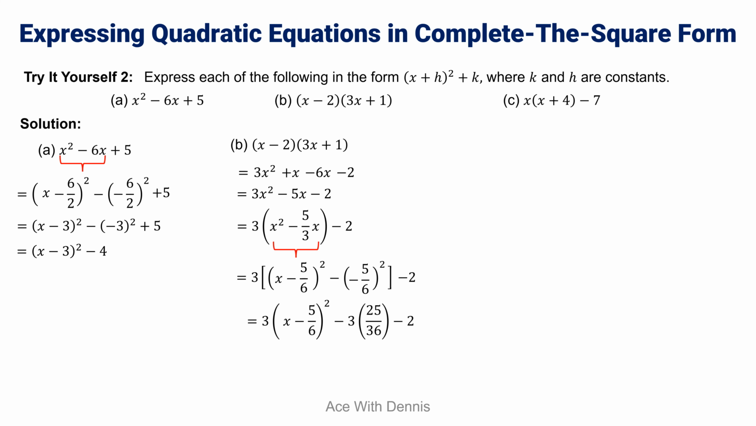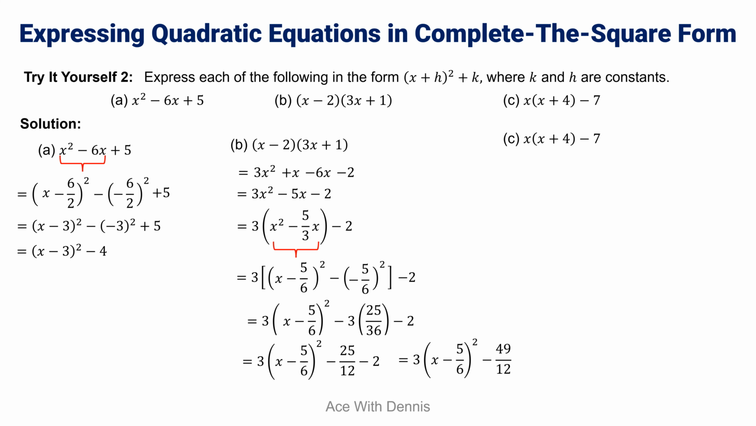Then expand and simplify. We will have 3 times x minus 5 over 6 square minus 3 times 25 over 36 minus 2. So simplify further, we have 3 times x minus 5 over 6 square minus 25 over 12 minus 2. Then group the constant term together. We will get 3 times x minus 5 over 6 square minus 49 over 12. So this will be the answer for B.